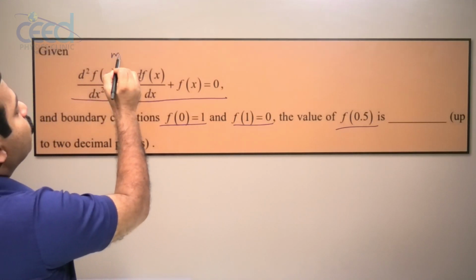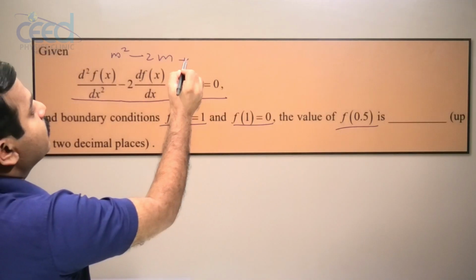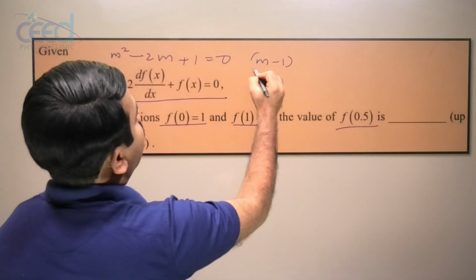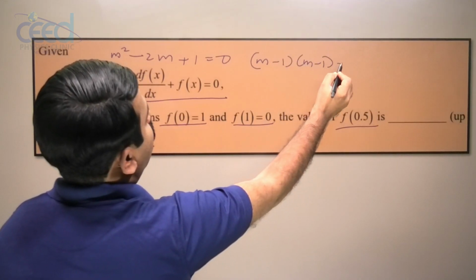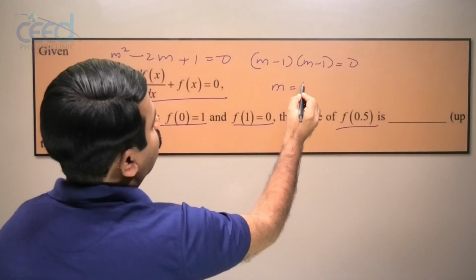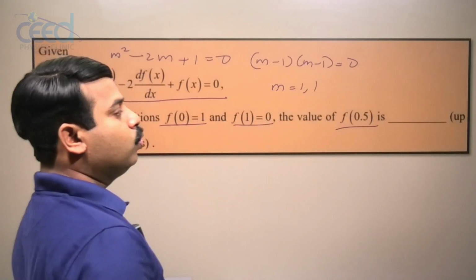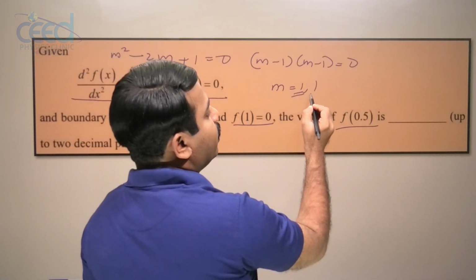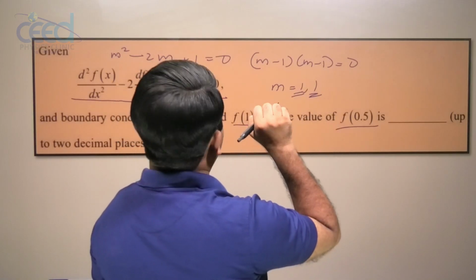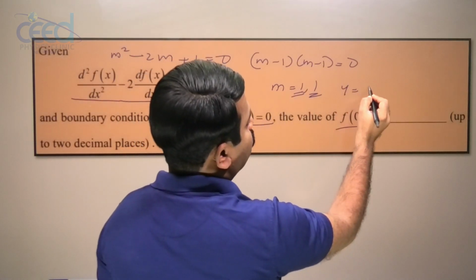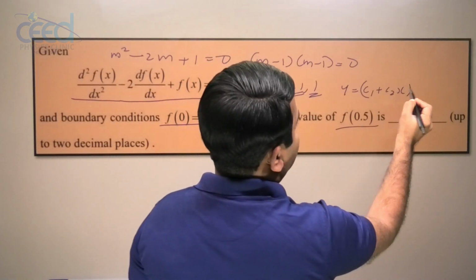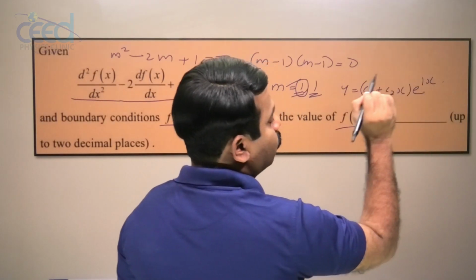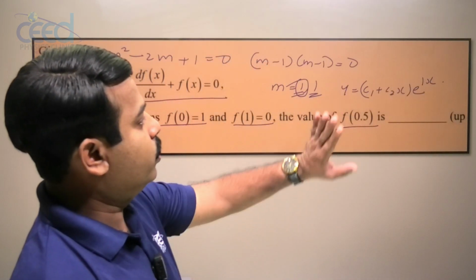because this is a second order linear differential equation. So we can write m square minus 2m plus 1 equal to 0. Then this I can write as m minus 1 into m minus 1 equal to 0, that is m is equal to 1, 1. If the two roots are the same, then the solution is y is equal to c1 plus c2x into e raised to 1x. This is the solution.